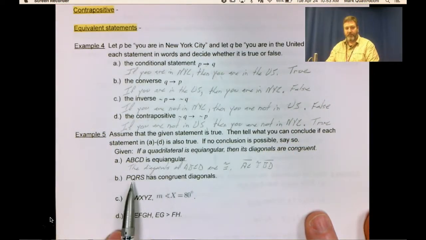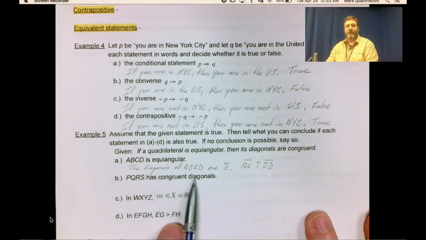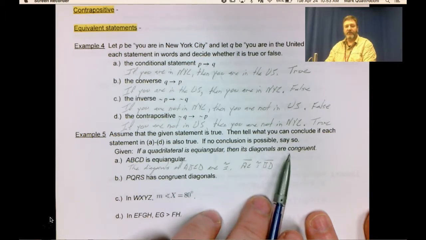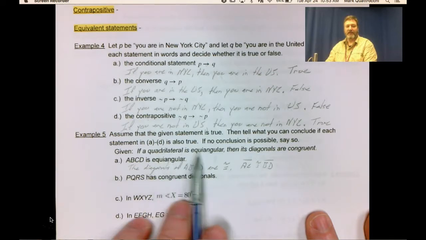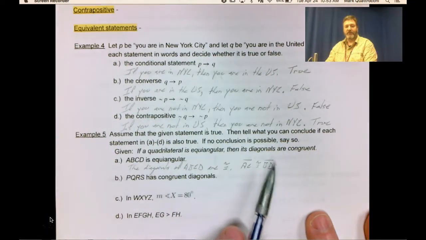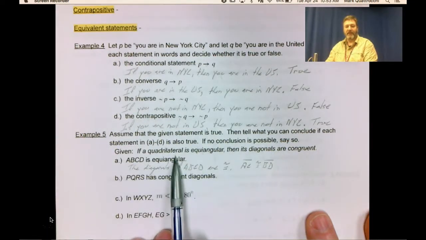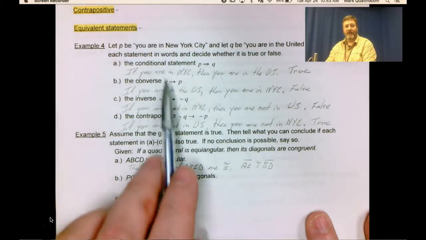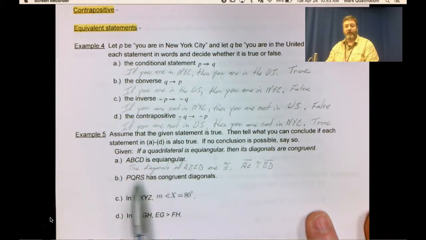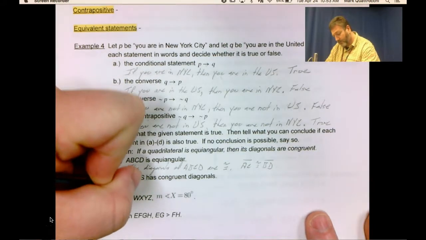Okay, part B. PQRS, a quadrilateral, has congruent diagonals. We're being told that this is a quadrilateral and it has congruent diagonals. We're being told that the conclusion is true. Just because a conclusion is true does not make the hypothesis true. That's what we were talking about a second ago with equivalent statements. The conditional statement and the converse do not have to have the same truth value. They might, but they don't have to. So, for part B, no conclusion is possible.